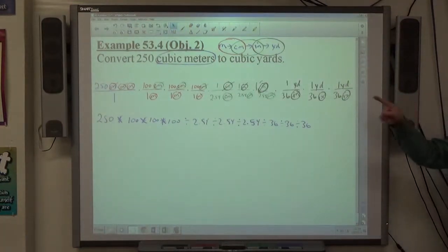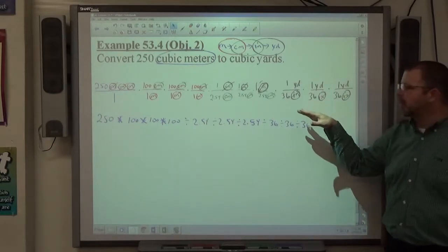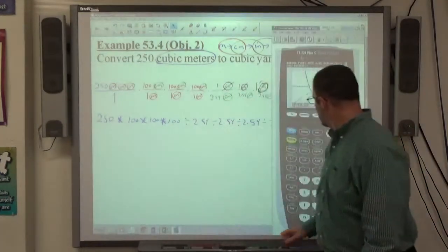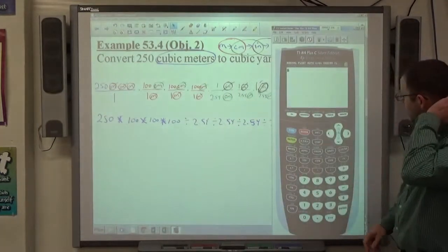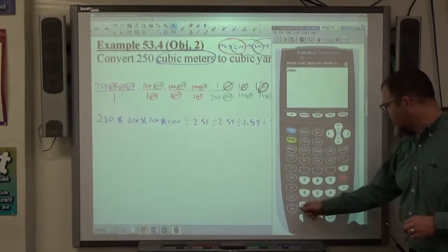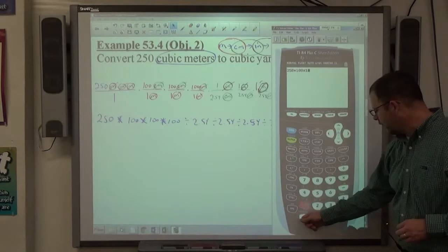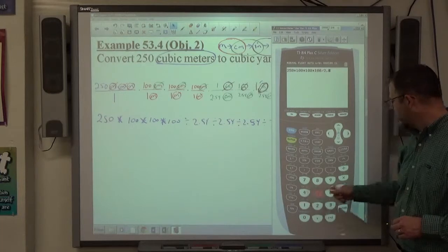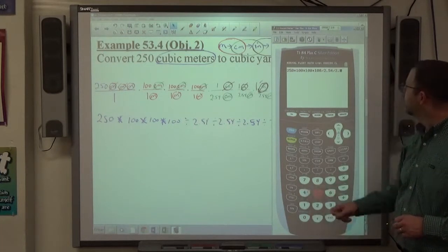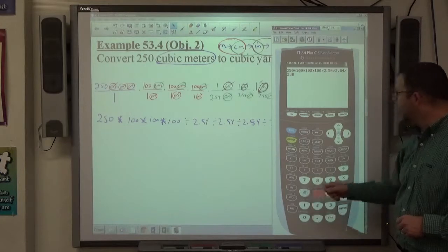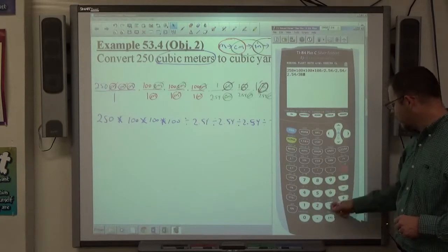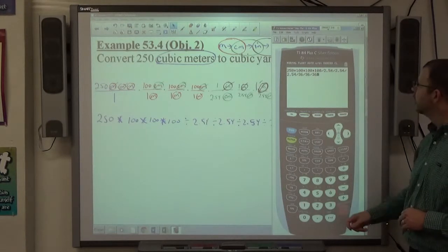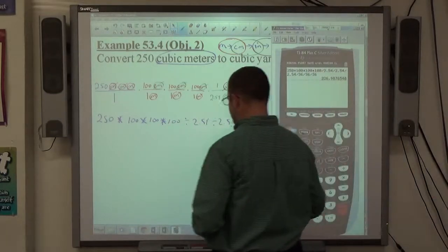Don't fall into the trap of multiplying a bunch of times on the bottom. Everything on the bottom is being multiplied, but everything on the bottom is dividing that stuff. So divide each one of these numbers individually. I type in 250 times 100 times 100 times 100 divided by 2.54, divided by 2.54, divided by 2.54, divided by 36, divided by 36, divided by 36. I verified before I hit equals that everything's typed in correctly, hit equals. And 326.99.